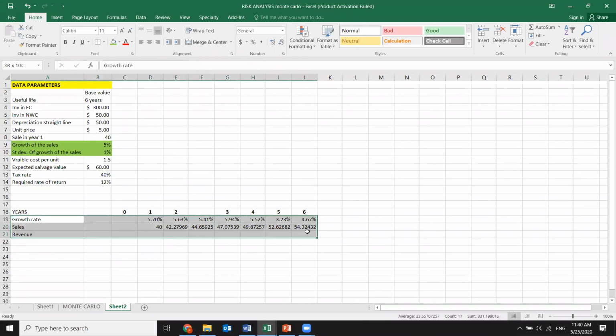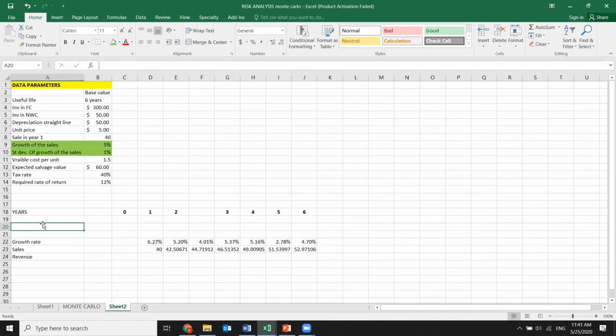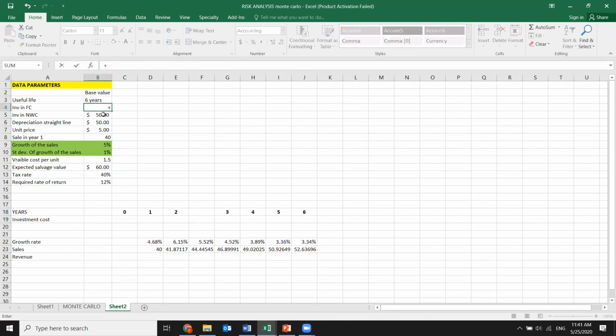Now let me drag down this. Where I need to put investment cost. So investment cost is equal to this plus, right.